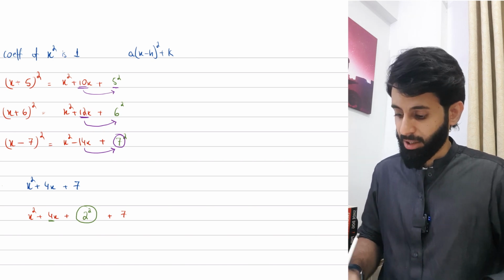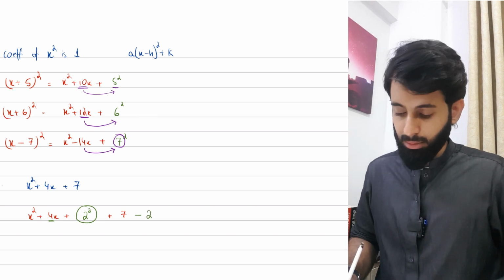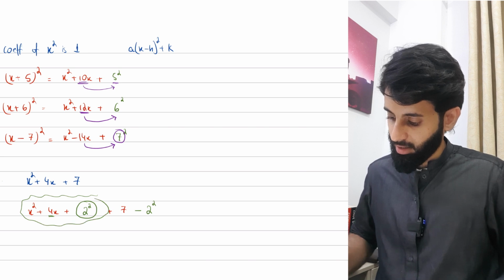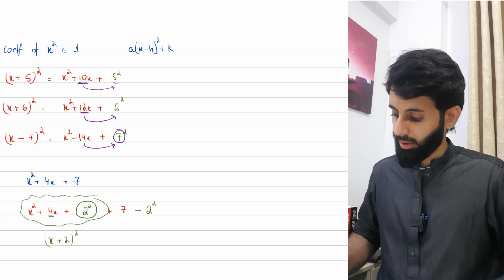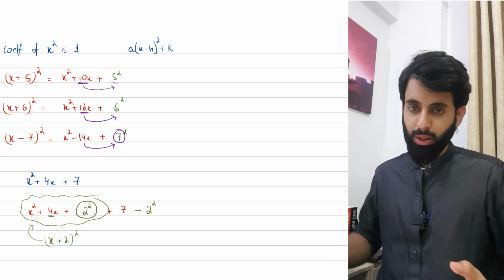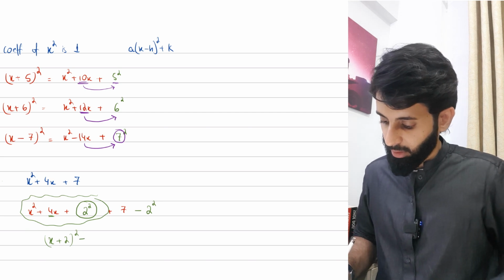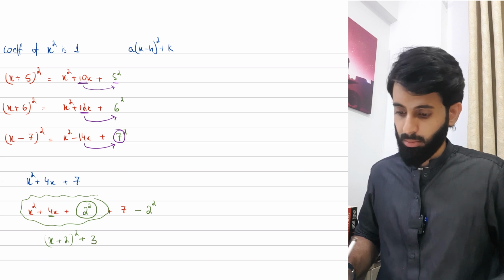But since it's an expression, I'm going to add 2 square. In order to offset its effect, I'm going to subtract 2 square. Now this compresses into x plus 2, the whole thing square. You can expand this and see if you get x squared plus 4x plus 2 square or not. You will, of course. And then what do you have at the very end? You have 7 minus 4, which is plus 3.